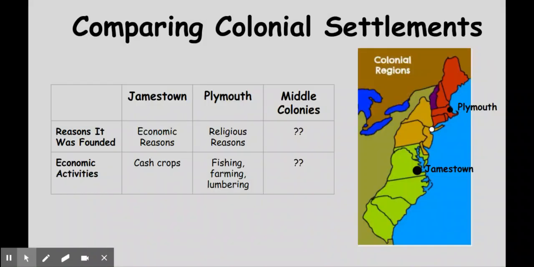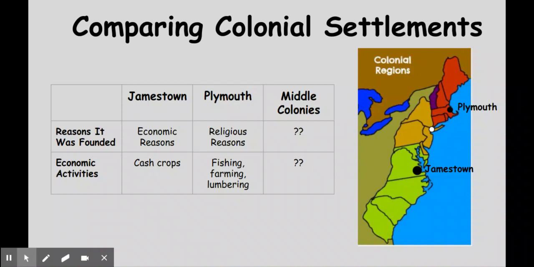We have learned about important early settlements in the southern colonies and the New England colonies. Jamestown was the first permanent English settlement in North America and was located in the southern colony of Virginia. It was founded primarily for economic reasons. The colonists left England for opportunities to make a better life. Jamestown's main economic activity was growing cash crops like tobacco.